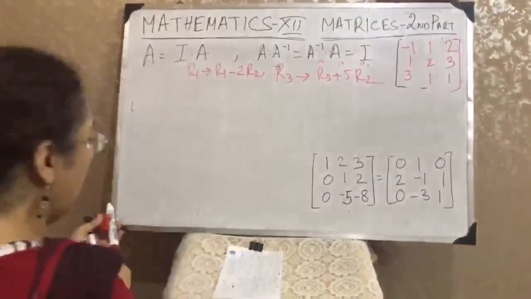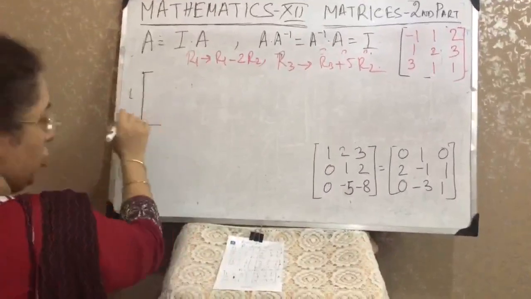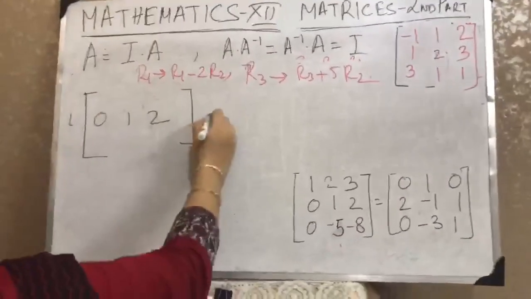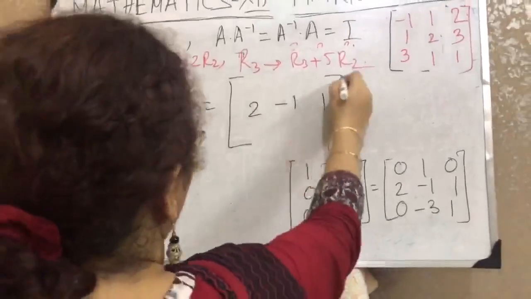So who is not becoming changed? The R2 is not becoming changed. So first you copy the R2. That is 0, 1, 2. Right hand side 2 minus 1, 1.